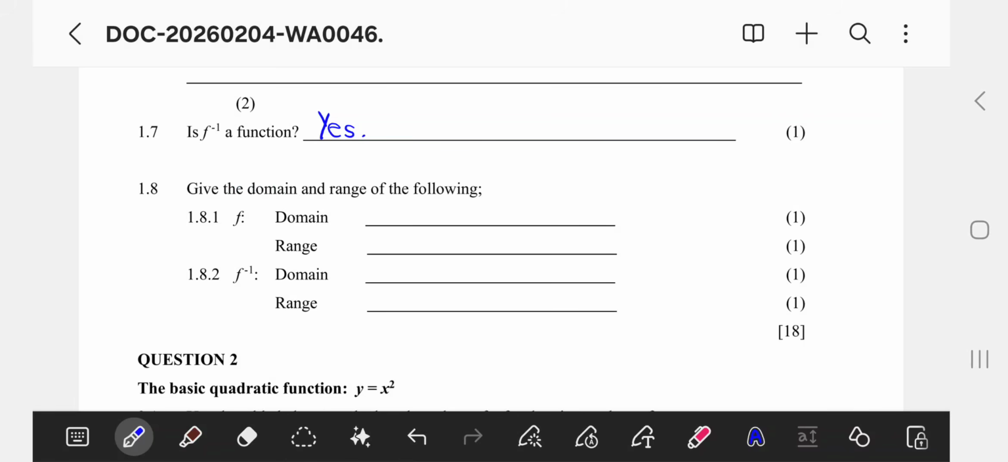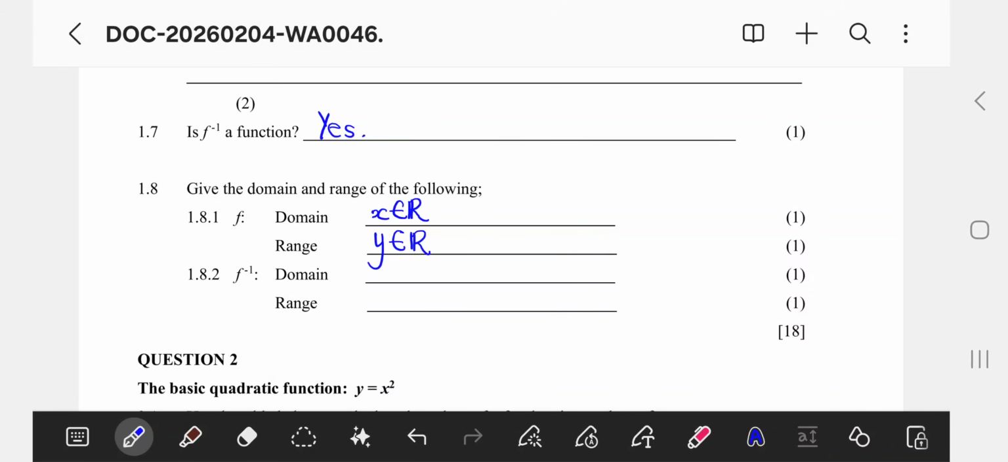1.8 says, give the domain and range of the following. Now, we don't have to scroll back up to the graphs because we know that f is a straight line. And for a straight line, the domain would be x is an element of real numbers. The range would be y is an element of real numbers.